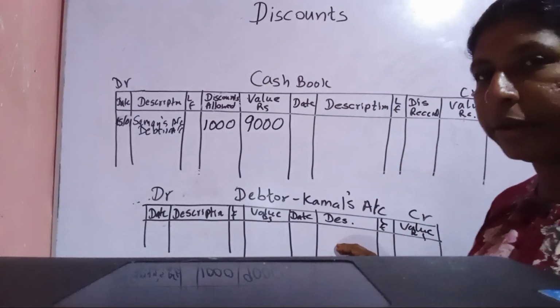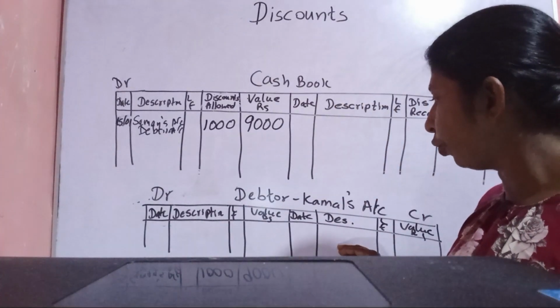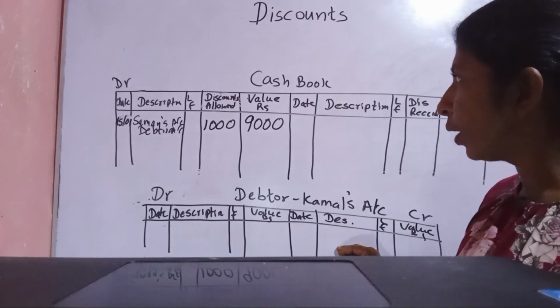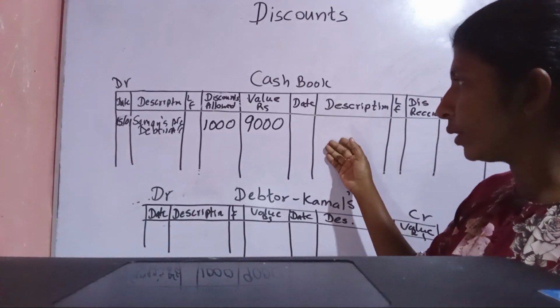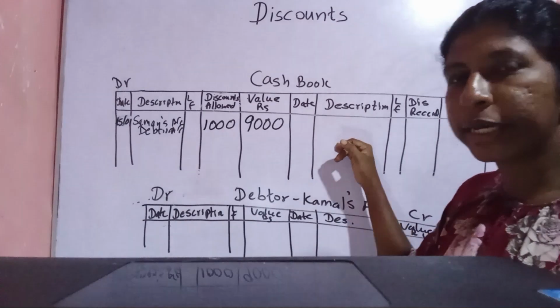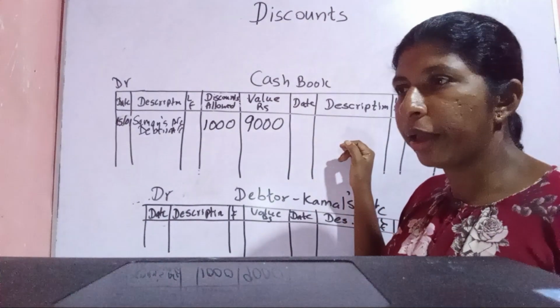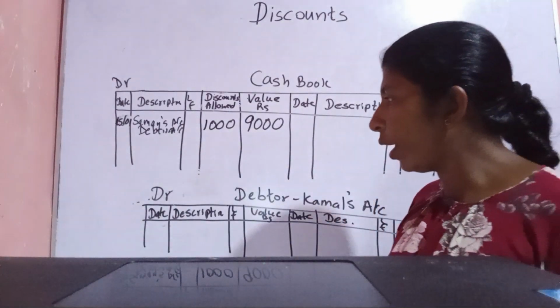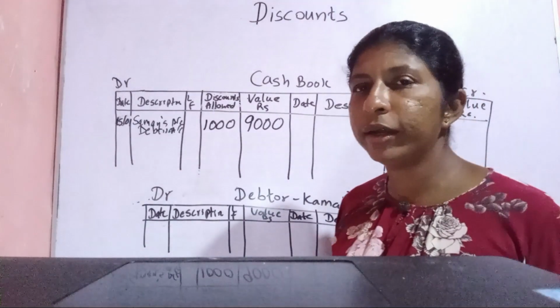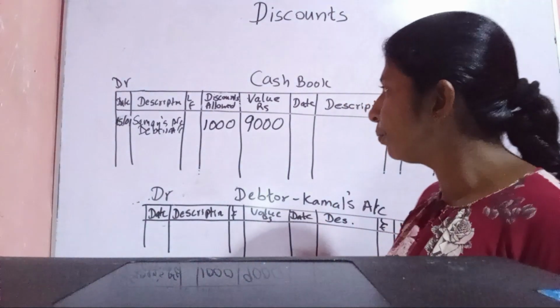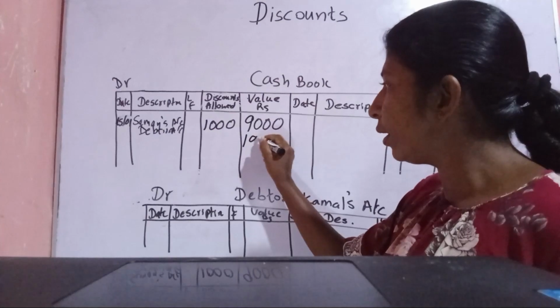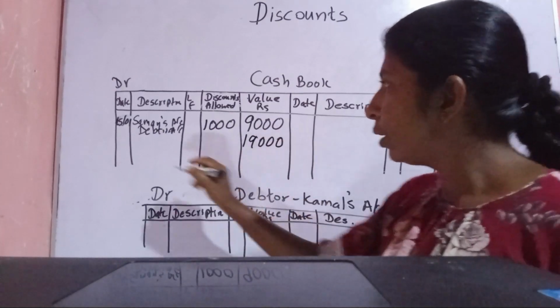This is my debtors account, Kamal's account. Now I will record this transaction also in the same cash book. Now we have received 19,000 from Kamal. Therefore, I will debit here 19,000.